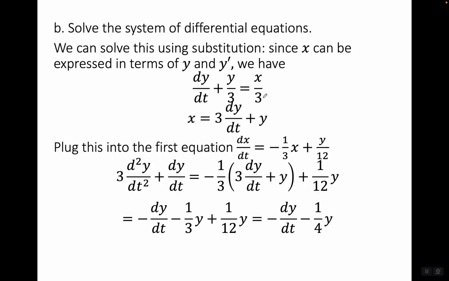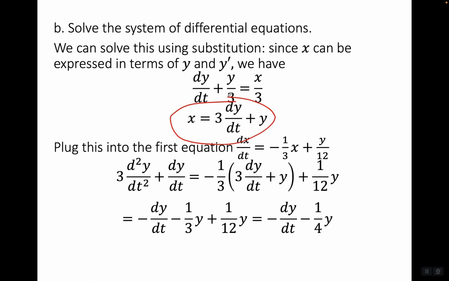I don't like the X over 3. We're going to multiply both sides by 3 and end up with X equals 3 dy/dt plus Y. So there we've solved for X in terms of Y and dy/dt. The goal here is to express everything in terms of Y and derivatives of Y.